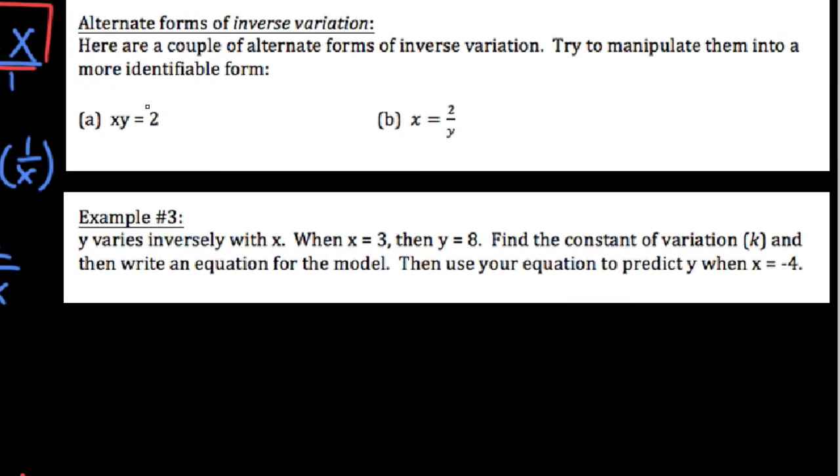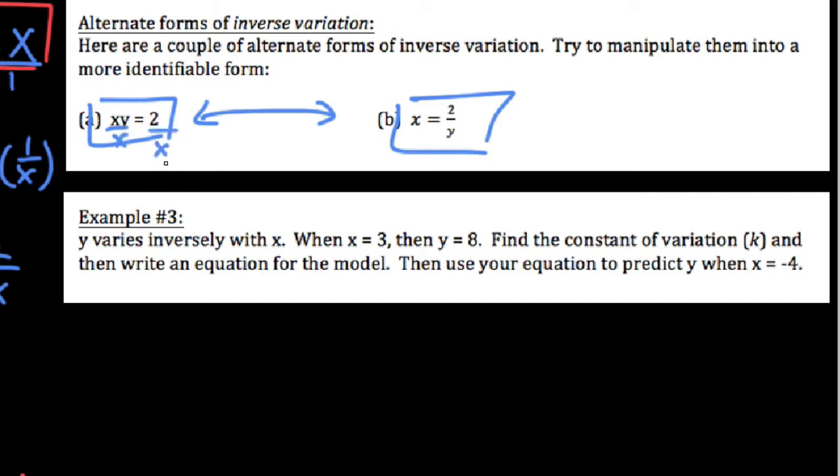So really quickly, there's a couple of alternate forms of inverse variation. I just want to point this out. This is inverse variation, but it's really the same thing as what you've got right here. When you talk about direct or inverse and identifying them, you want to have variables on opposite sides. For instance, if I divide both sides by x here, the x's cancel, and I get y equals 2 over x. So they are indeed the same thing. Be careful with that when you're identifying.